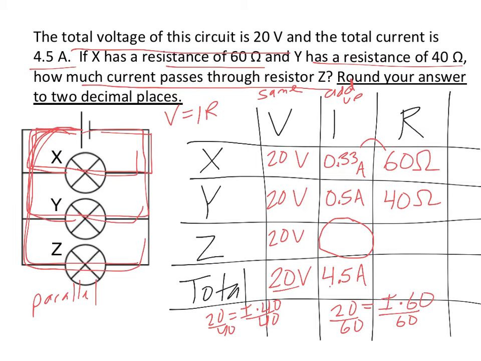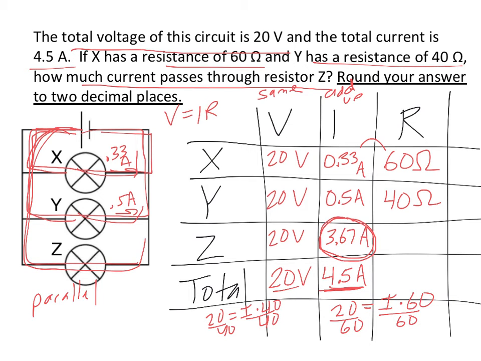Well, I have current. I know my total current is 4.5, and I know that two of my things, I get 0.33 amps through X, and I've got 0.5 amps through Y. So how much is traveling through Z? It's the difference. I have to subtract from the 4.5 to figure out the total amount of current traveling through here. And so if I do that, I get 3.67 amps, which I could stop here because this is technically what I was looking for. This is what I could submit.